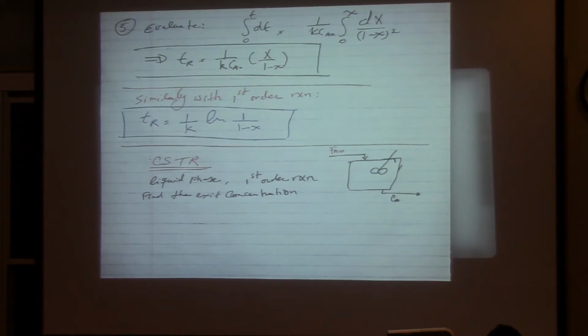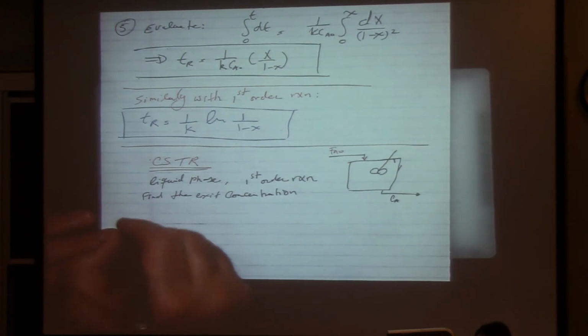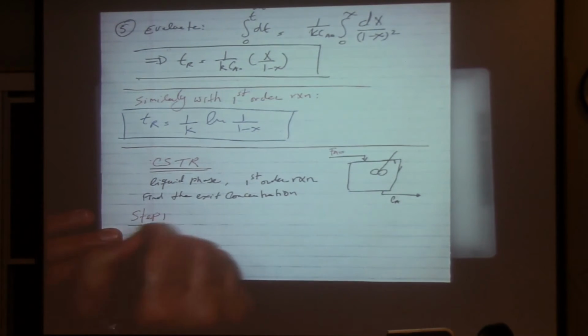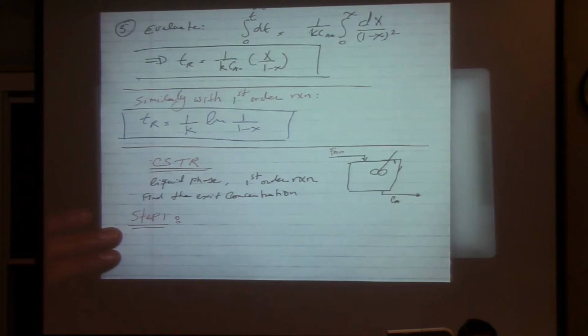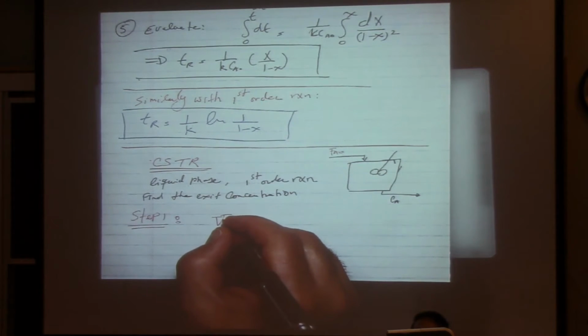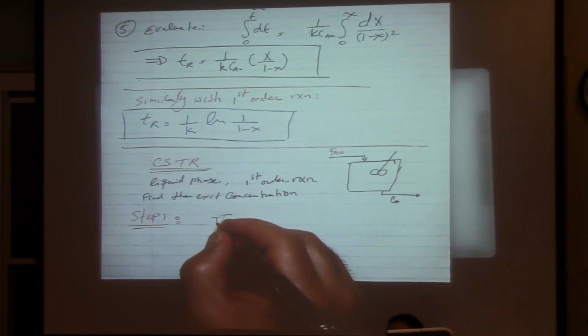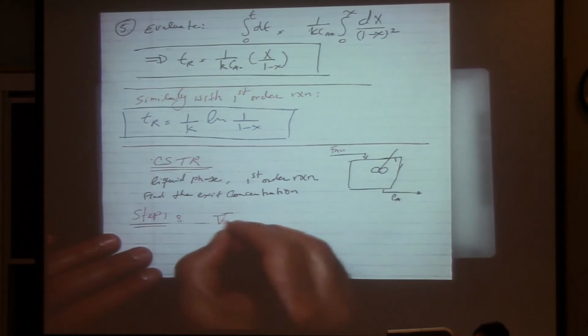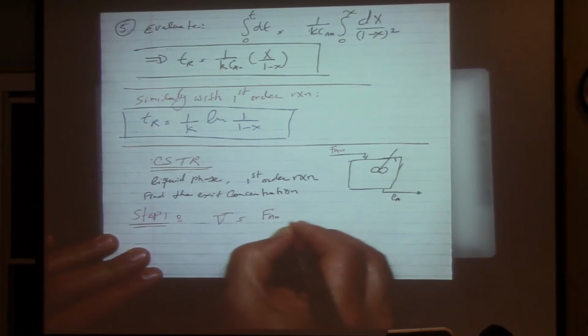Okay, so step 1. What was step 1? It was the design equation. Remember from chapters 1 and 2 that the design equation is an algebraic equation. Again, this is the easy part about the CSTR. You don't deal with integration, it's an algebraic equation, correct? V is equal to FA0 X over minus RA.